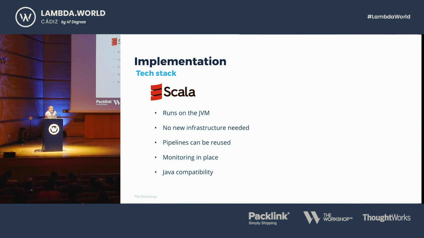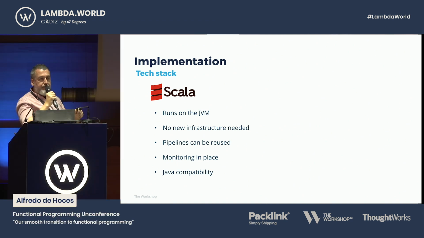So the product wanted to build something on top of this, and the first deliverable was what we call the quick sit project. So players would choose tables, poker tables to sit at, and we wanted to change that into an automatic system to choose the best table for a player to play poker. So we decided to do it in Scala because it runs on the JVM. We didn't need new infrastructure. We already have all the pipelines.